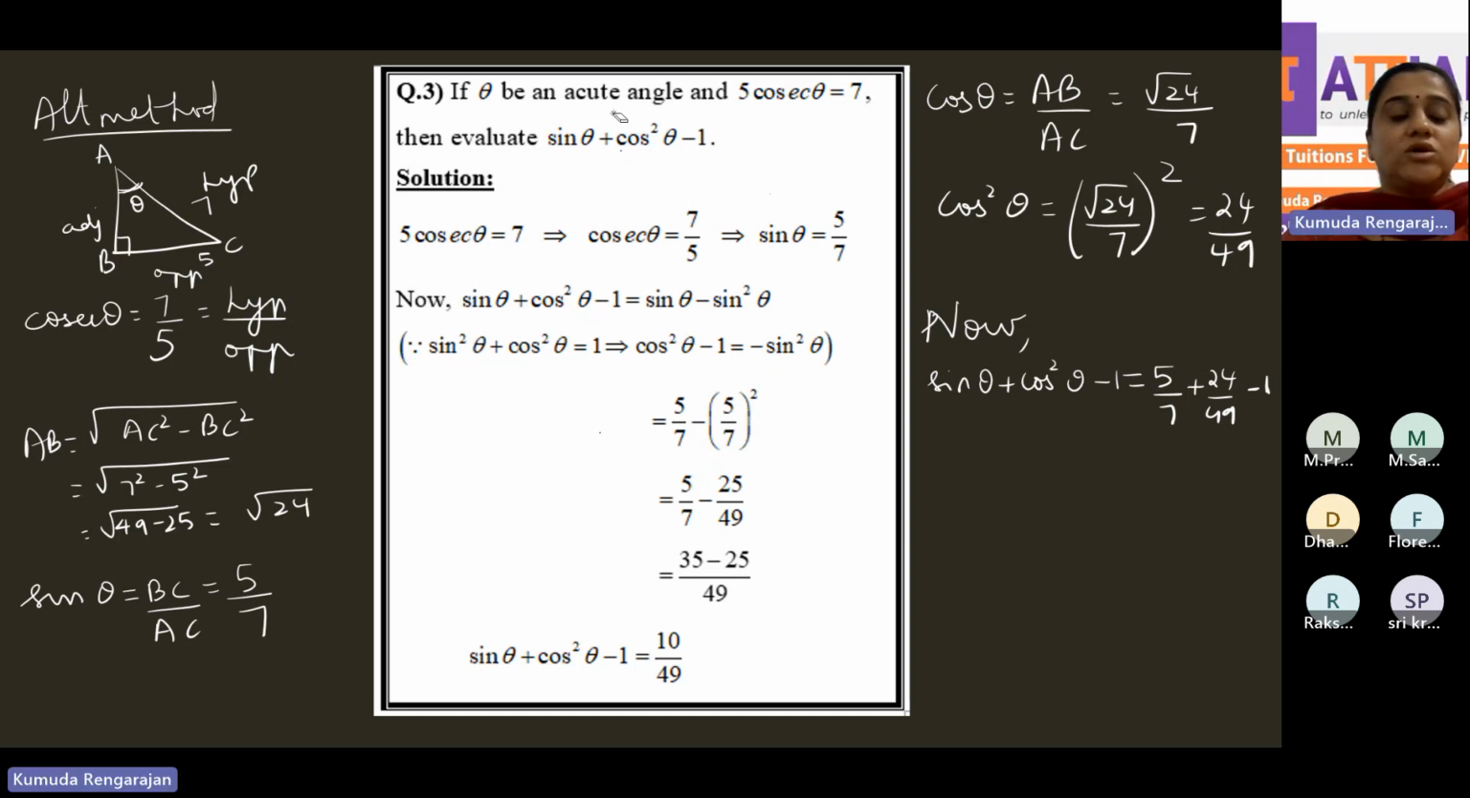So the identity also, you'll have to be very careful. Cos square theta minus 1 is minus sine square theta. So that's what I've written here. This one is sine theta, the reciprocal ratio, 5 by 7, and this is nothing but minus sine square theta. I've given the reason below: because sine square theta plus cos square theta is 1, this implies cos square theta minus 1 is equal to minus sine square theta.